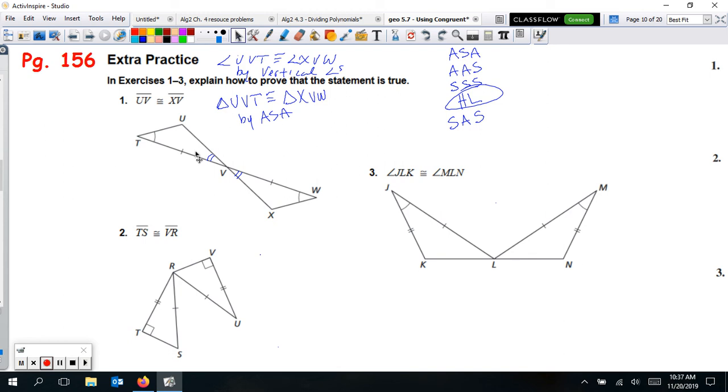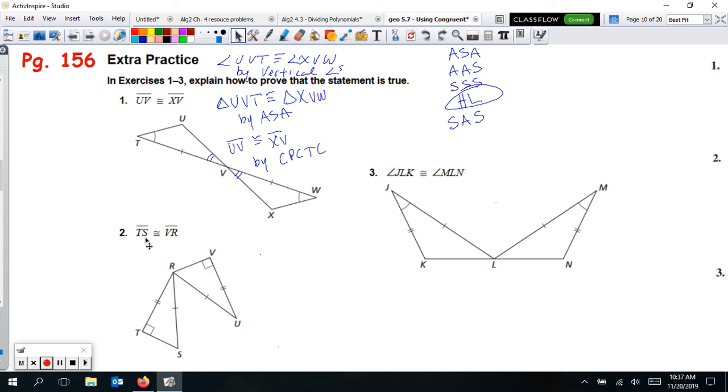And now that I've shown that those two triangles are congruent, I can say that UV is congruent to XV, and the reason why is because CPCTC, corresponding parts of congruent triangles are congruent. So once we show that the two triangles are congruent, then all the corresponding parts of those two triangles are also going to be congruent.